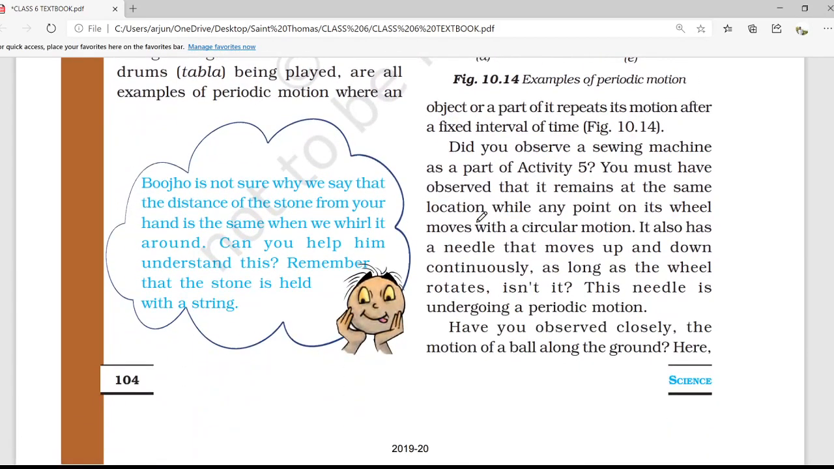Did you observe a sewing machine as part of Activity number 9? You must have observed that it remains at the same location while any point of its wheel moves in a circular motion. It also has a needle that moves up and down continuously as long as the wheel rotates, isn't it? Yes, this needle is undergoing a periodic motion. The needle will go down, then up, down, up, down. This will keep repeating until the wheel of the sewing machine is being rotated.